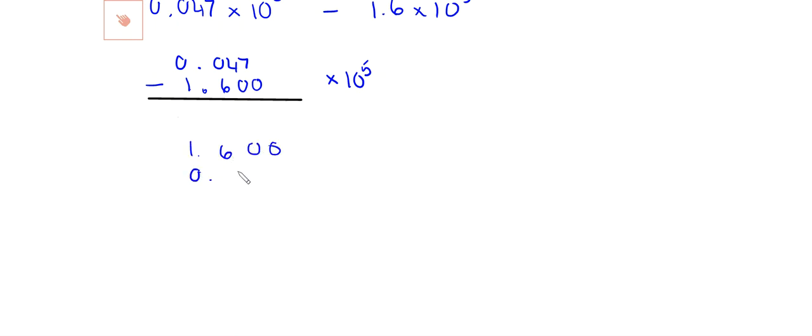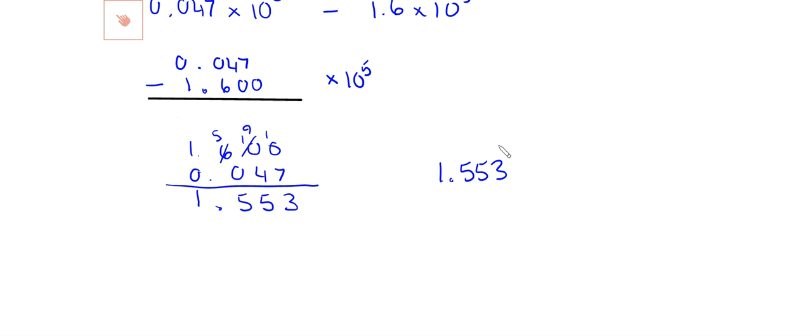So let's do 1.600, take away the 0.07. Now we've got 5 carried 1, that would be a 9 carried 1. 10 take away 7, 3. 9 take away 4, 5. 5 take away 0, 5, and 1. So I've got 1.553, but we know it should be negative, not positive, times 10 to the power 5. So how do we know?